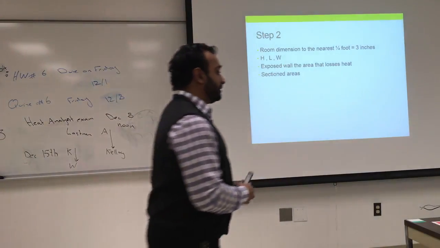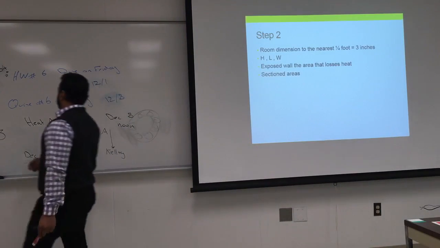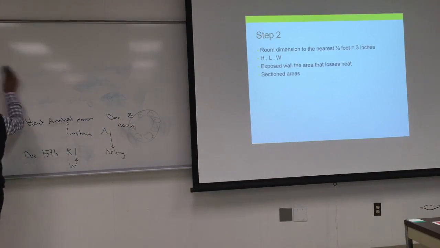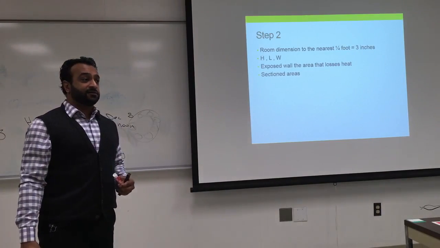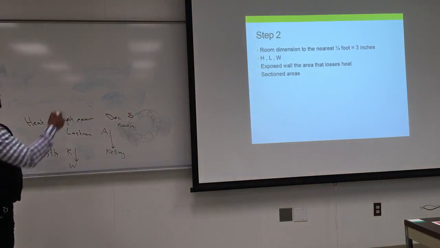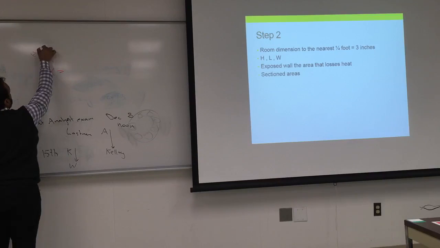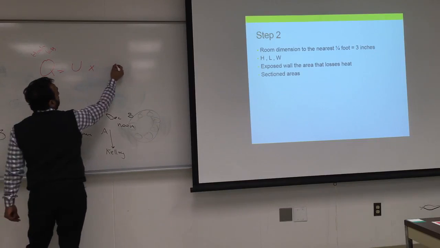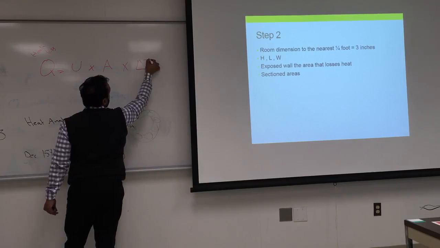Height, length, and width. Exposed walls are the area that loses heat. So we think again of our major equation when we do that. Keep that in mind. And actually, that was one of the questions in the exam. They were saying, if the next room is the same temperature, what will be the heat loss? And the answer will be 0. It's not actually 0, but close enough to 0. So we go to loss, U factor times area times temperature difference.